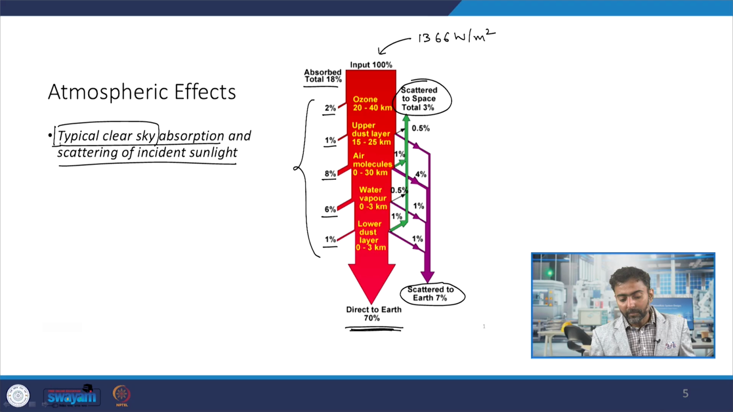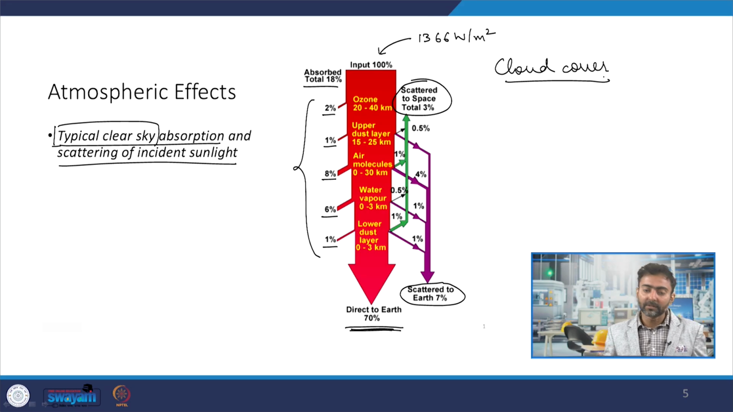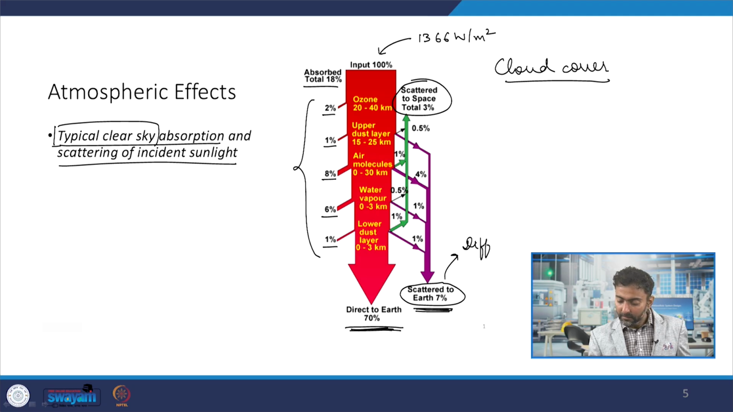But one major phenomenon which changes this accounting of radiation is the cloud cover. If clouds come into the picture, if there is a cloud cover at a given location, then this radiation balance changes very drastically. Now, before we go to the impact of that cloud cover, we need to understand that what we are calling scattered towards Earth gives rise to what we call the diffused radiation.